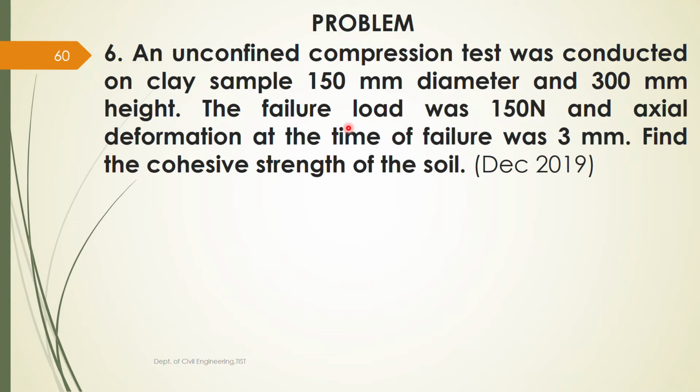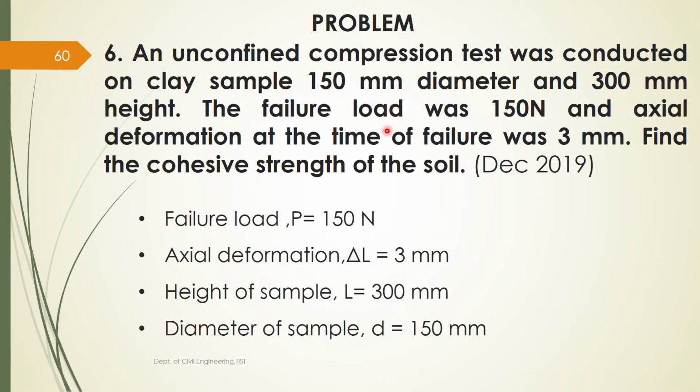So what are the given data? Failure load is given as 150 Newton. Axial deformation at the time of failure was 3 mm, so delta L is equal to 3 mm. Height of sample is given. Height of sample is taken as L. It is 300 mm, and diameter is also given, 150 mm. We need to find the cohesive strength.